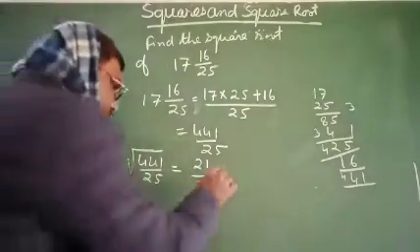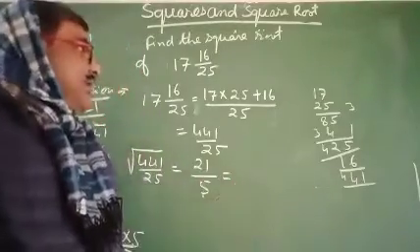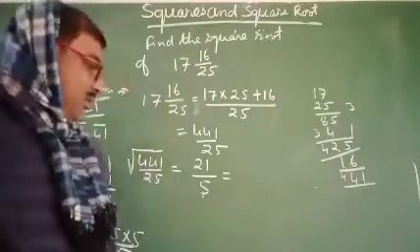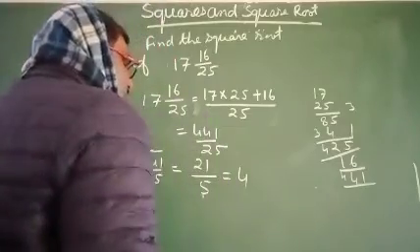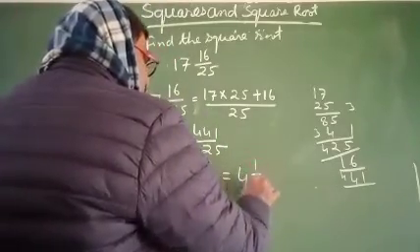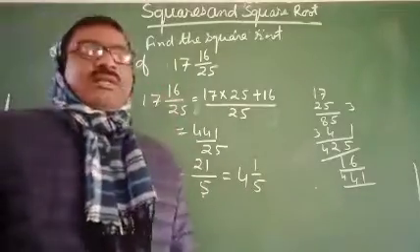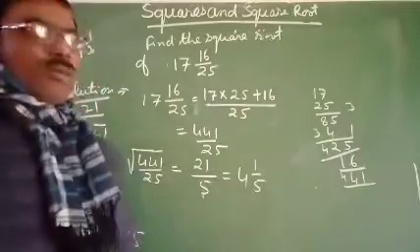Now I will express this in a mixed fraction because this number is in mixed fraction. Therefore it will be 5, 4 fives are 20, 4 over 1 by 5. So the square root of 17 whole 16 upon 25 will be 4 whole 1 by 5.